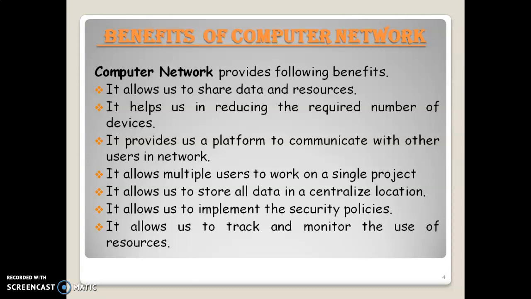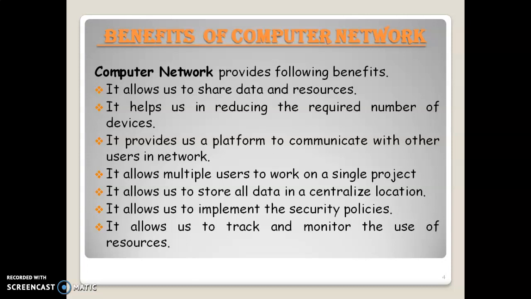If you are connected in a network, then there is a possibility of sharing resources, and you can also communicate with each other within the network. If you want to send any message or query, you can send it to a different computer or user using that network. It also allows multiple users to work on a single project.